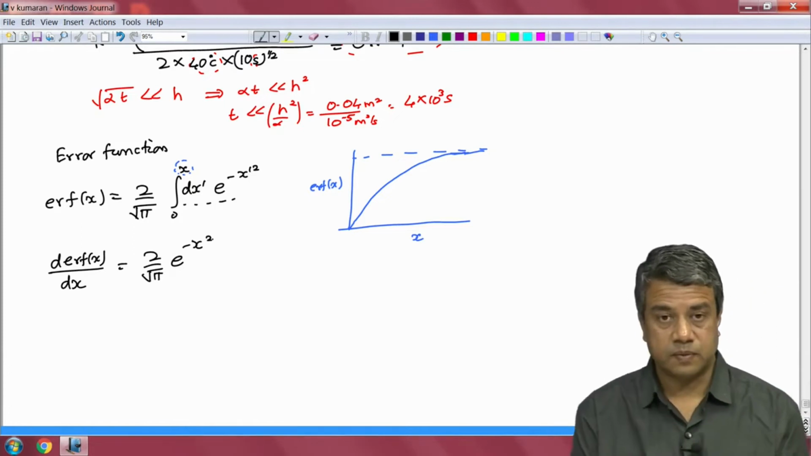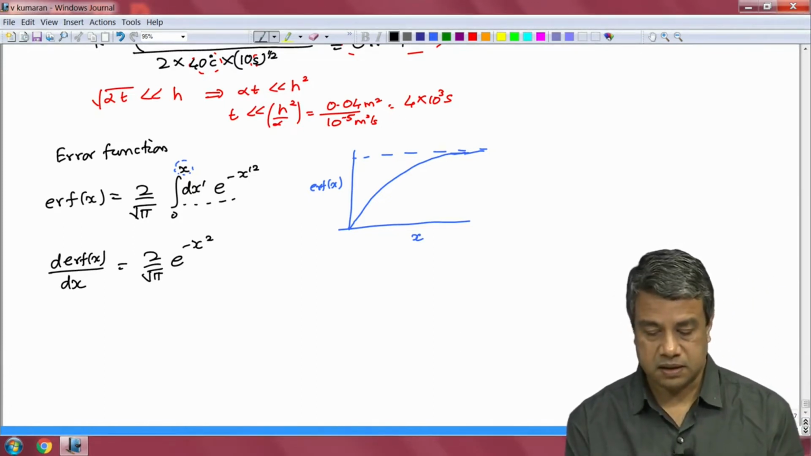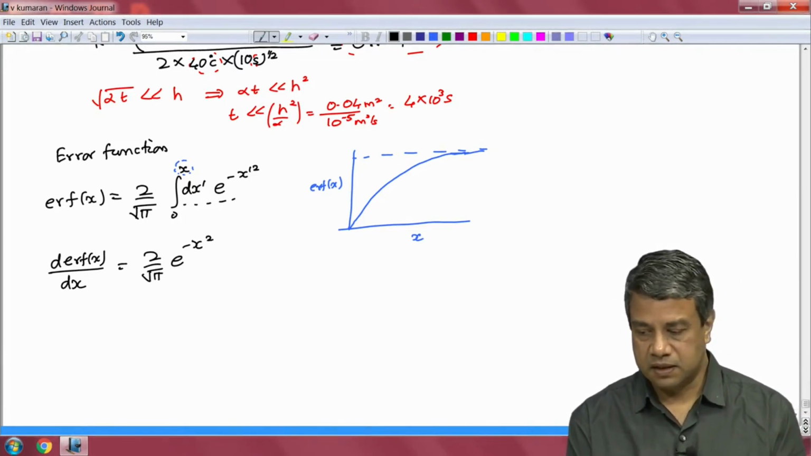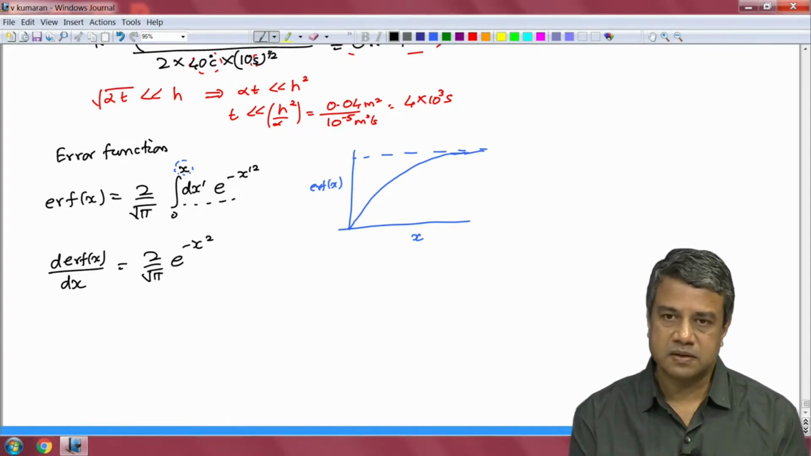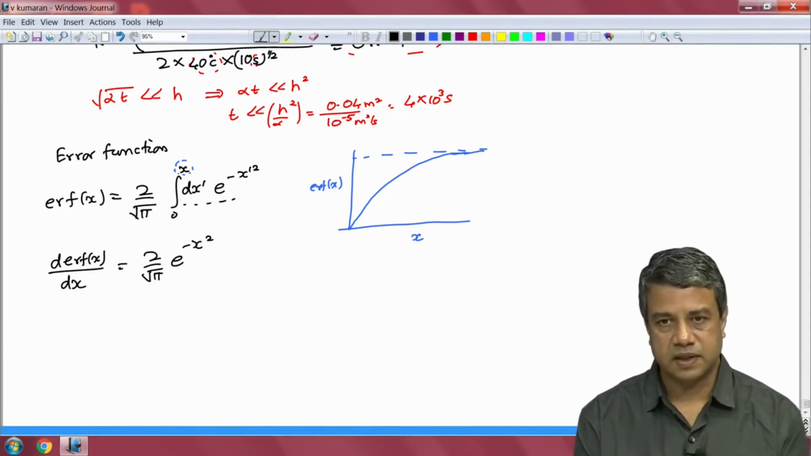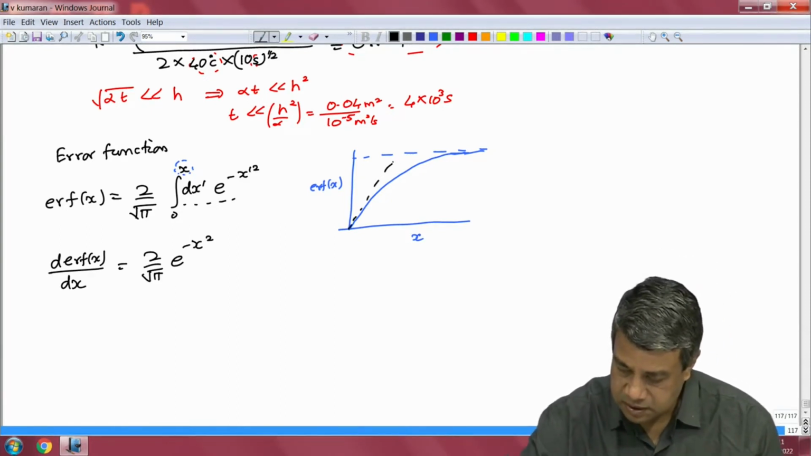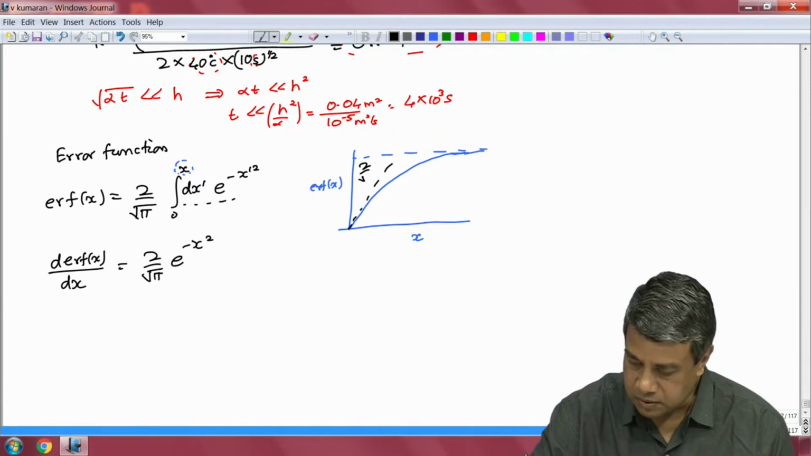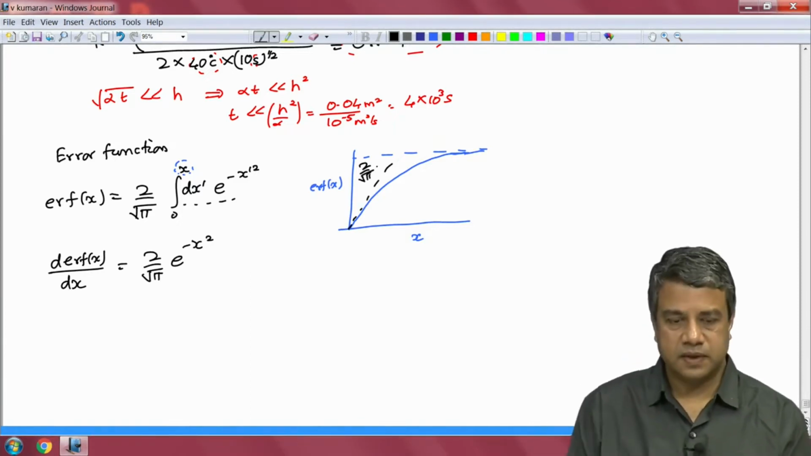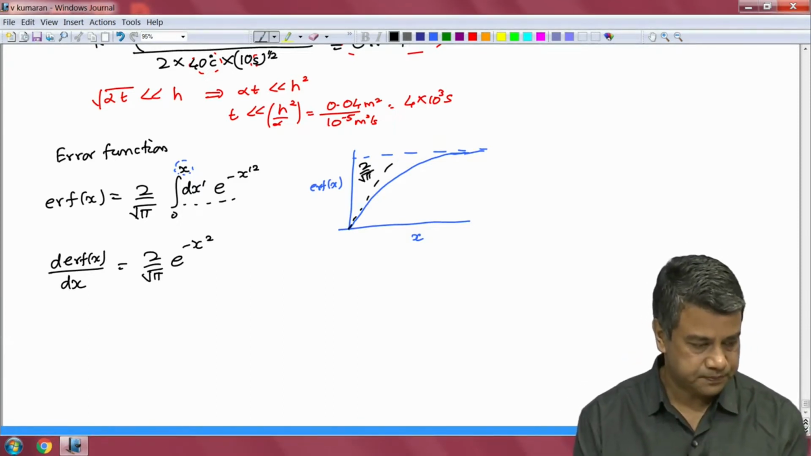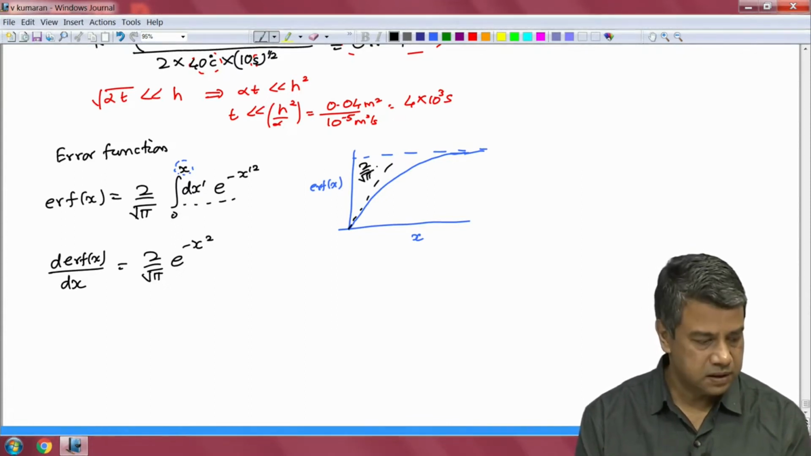That is the slope at a value of x, and you can see the slope is e power minus x square. So, it decreases to 0 as x goes to infinity. At x equal to 0, the slope of this error function is 2 by root pi. That is the slope of the error function at x equal to 0. So, this is the formal definition of the error function.